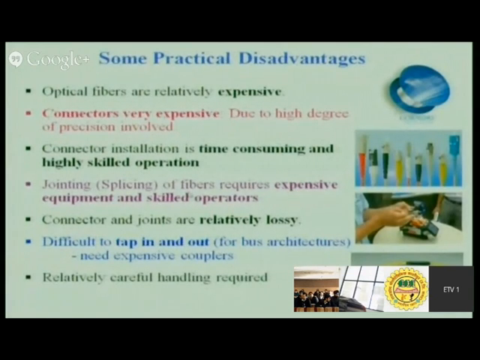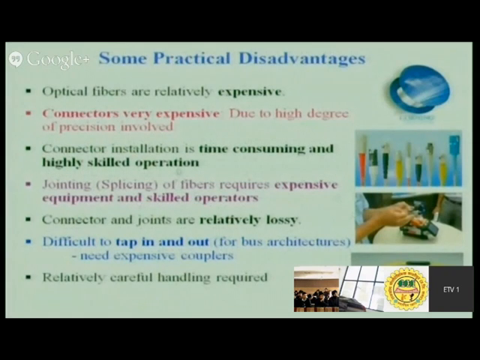Then jointing of the fiber requires expensive equipment and skilled operation. It is not like copper, where you just twist the 2 cables and you get the joint. Here you have to make a joint in the glass. And for glass, as I mentioned, you have to go to the melting point of the glass. This is just like welding. So you need a source which can give you a huge amount of heat, especially the arc discharge or fusion sparks. So that adds to the cost.